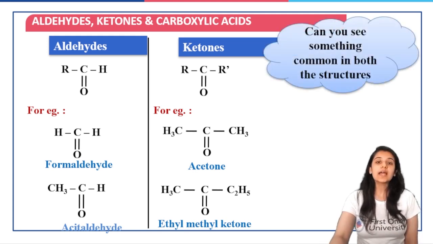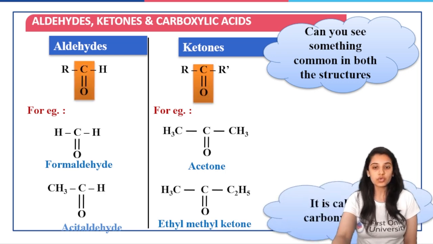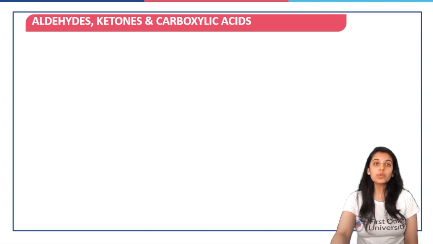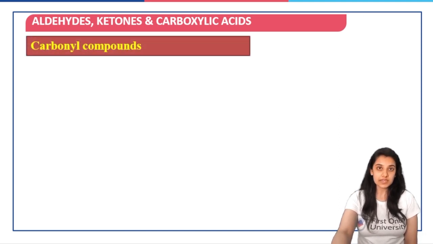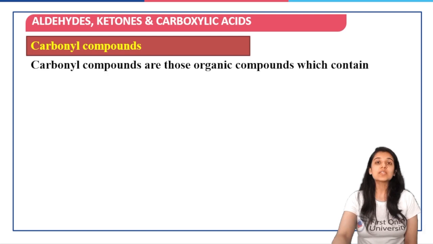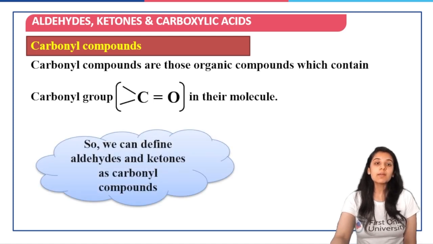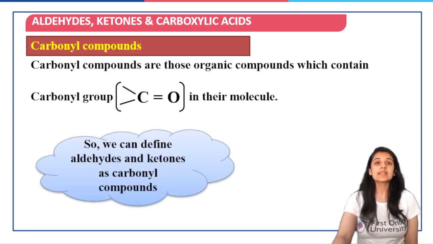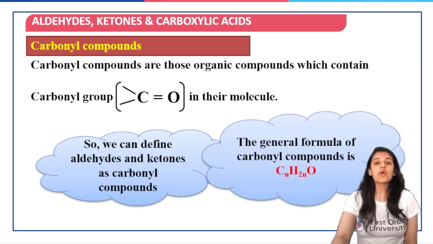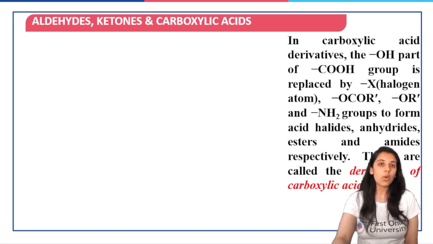Now, can you see that there is something common in these two structures, and that is the carbonyl group. This carbonyl, that is CO group, is the main functional group that is present. When I talk about carbonyl compounds, these are those organic compounds that contain a C double bond O group in their molecules. So we can say that aldehydes and ketones are carbonyl compounds. The general formula of a carbonyl compound would be CnH2nO. Remember the general formula, that is CnH2nO.